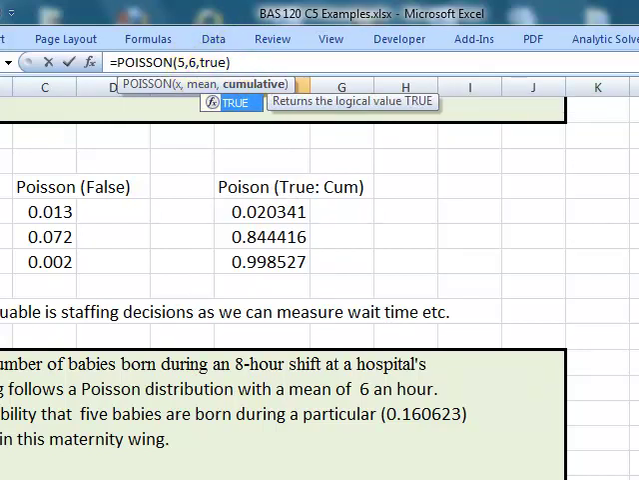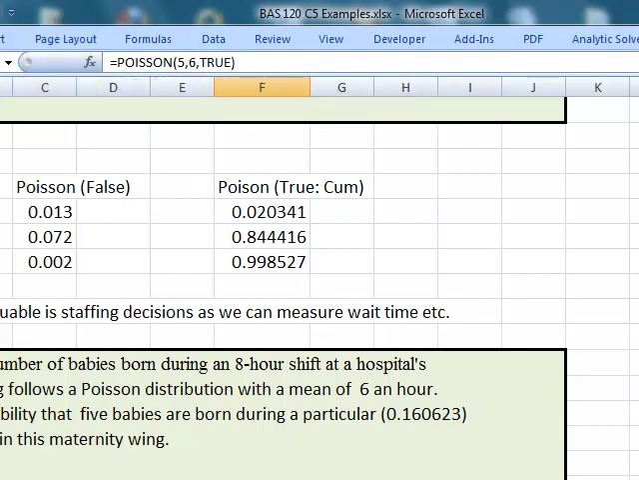Now, the cumulative probability, hopefully your catch, is going to be higher than the probability of exactly 5. And then we get about 44% of the time. And that makes sense because the average is 6 arrivals, so 5 arrives just about halfway there. So that makes a lot of sense. 5 or fewer, 44% cumulative probability distribution.